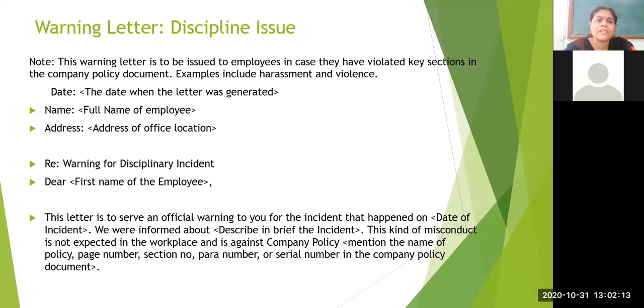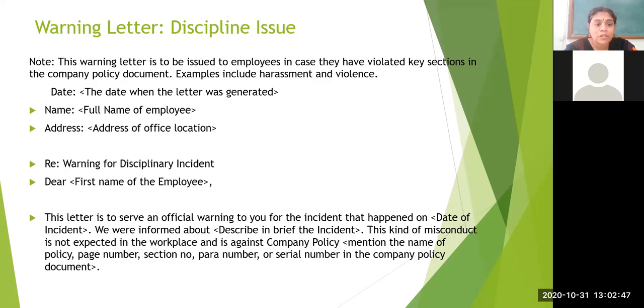Now, this is one discipline-related issue, a sample example of a warning letter. The warning letter is to be issued to employees in case they have violated key sections in the company policy document. Whenever you are framing any letter, the date is very important: the date when the letter was generated. Then the full name of the employee to whom we are giving this warning letter, then the address of the office location.